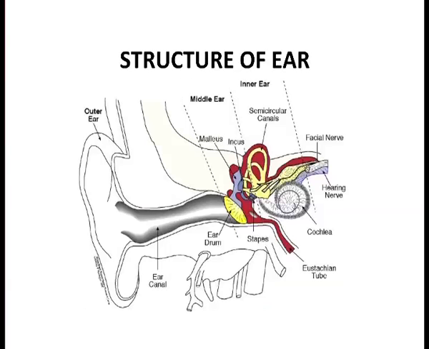Let us know something about the structure of the ear. The ear has three major divisions. The outer ear, which consists of the pinna and auditory canal. The middle ear, consisting of the eardrum, and the inner ear, which is formed by three small bones called ossicles, namely the malleus, or hammer, the incus, which is also known as the anvil, and the stapes, also known as the stirrup.